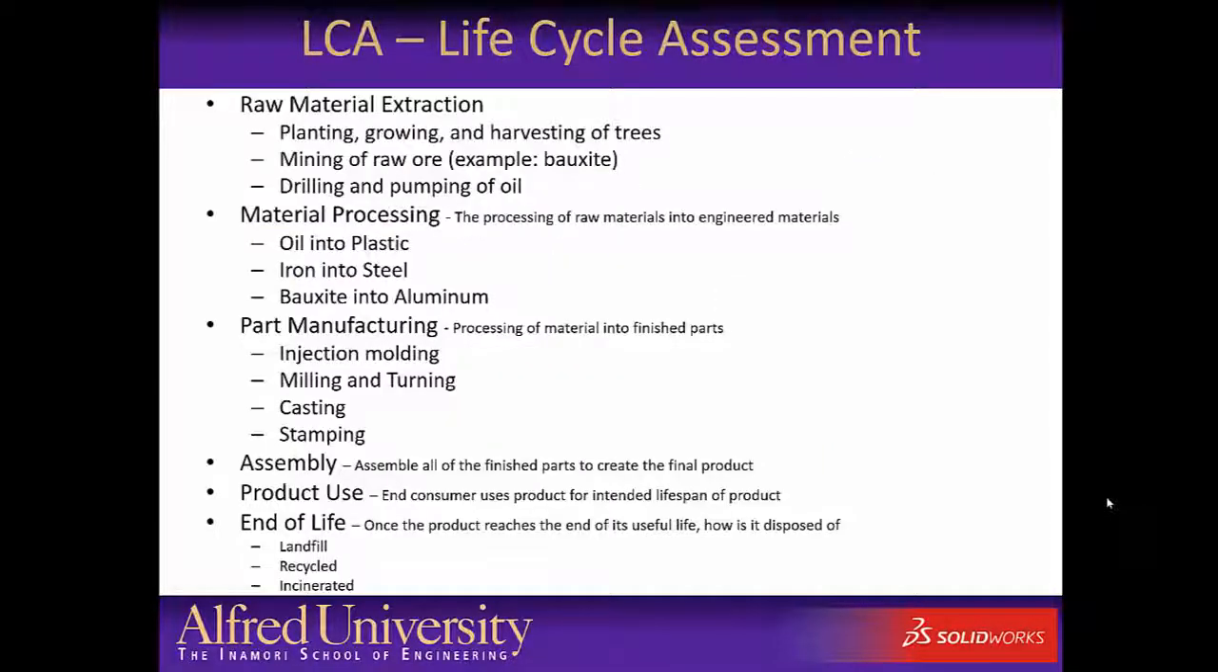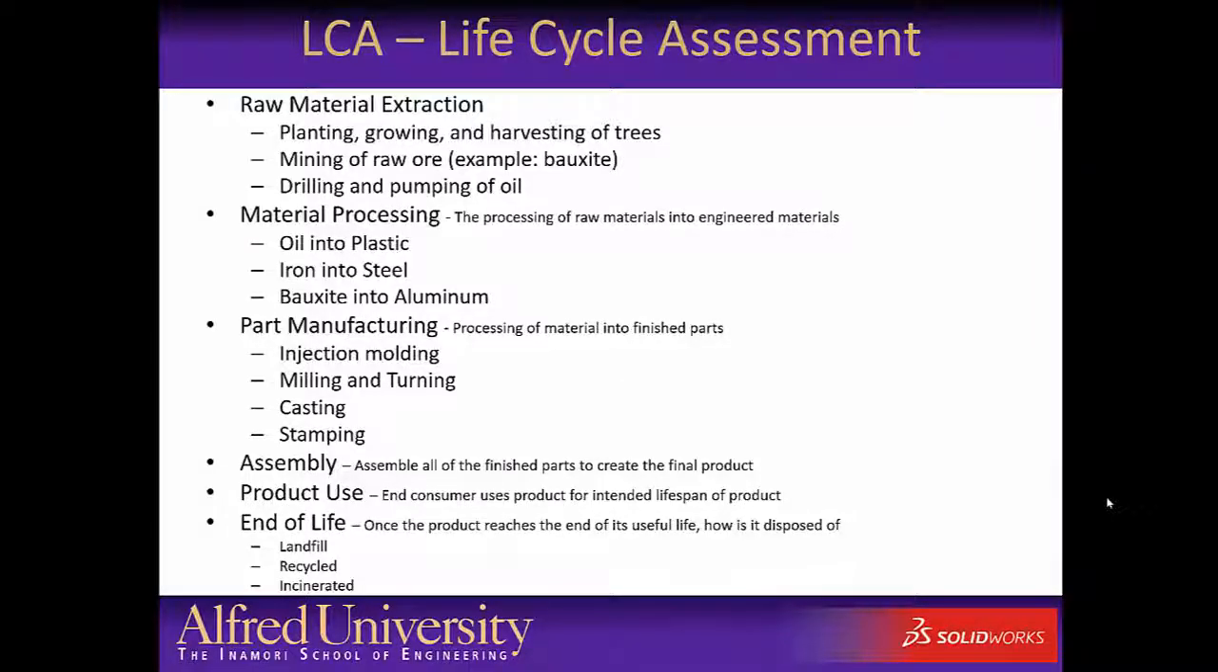There are a number of factors to consider in life cycle assessment. For example, in raw material extraction, if you're using wood, you have to plant, grow, and harvest trees. If you're utilizing metallic products, you need to mine raw ore and then refine it. You often need to drill and pump for oil to make polymers, for example.